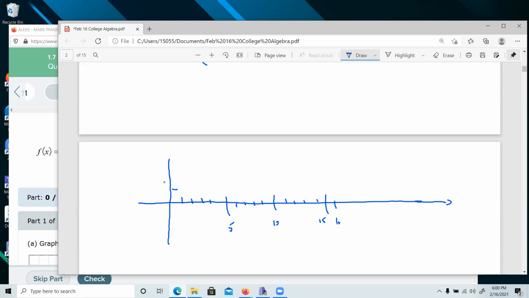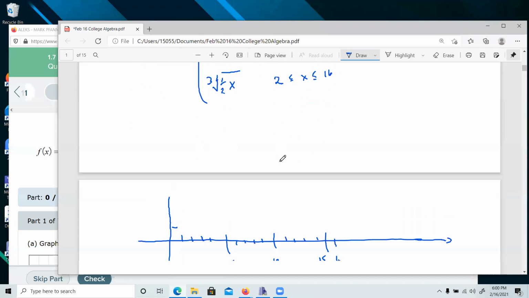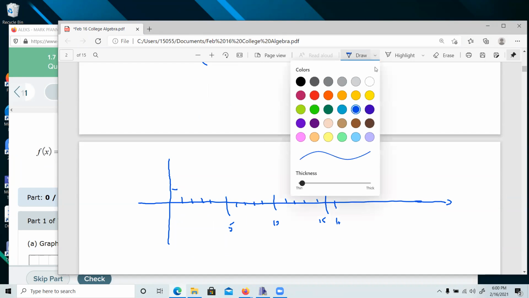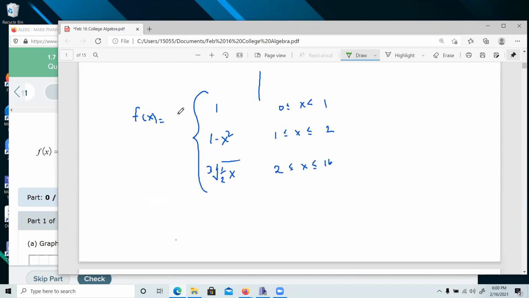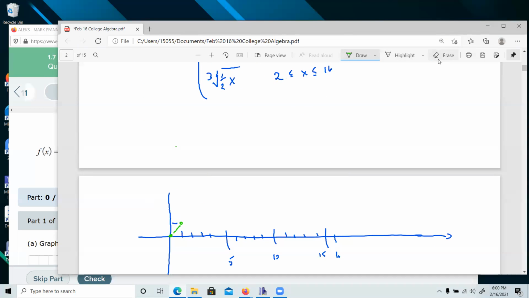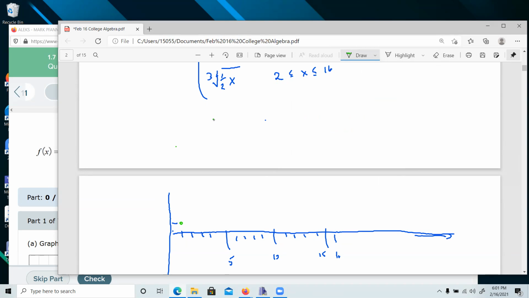All right. Now between 0 and 1, what happens? We have a dot at 0 and an open hole here. And we just have, oh no, we don't have that. We have a constant function. Boy, teaches me to do that. All right. So we have a constant function between 0 and 1.